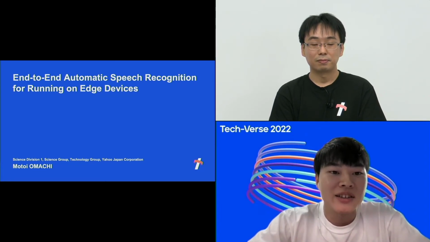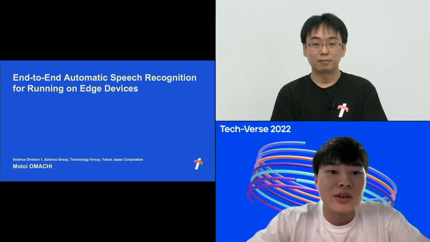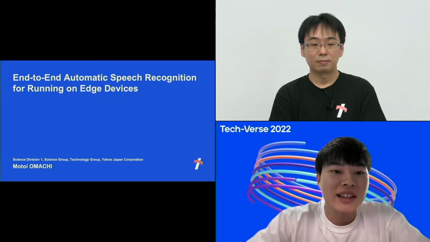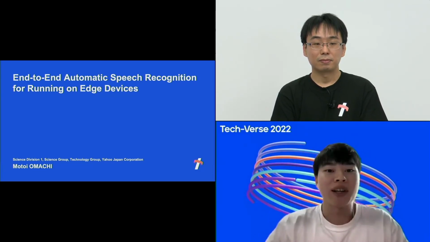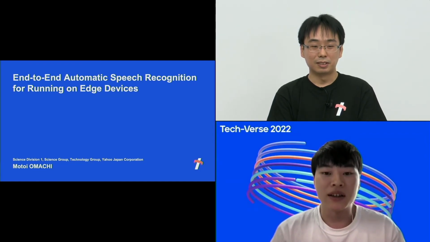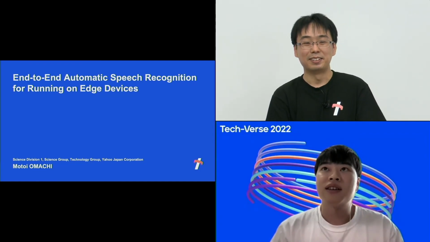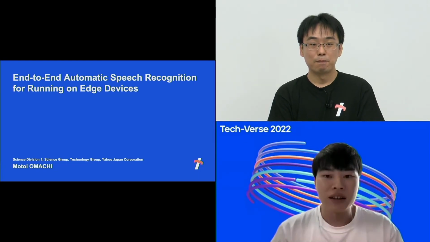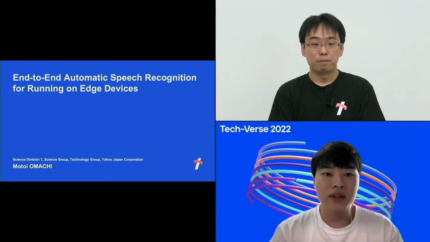If there is an upper limit of model size, we should be able to recognize more frequently used words, and less frequently used words may not be considered. Yes. Thank you very much.